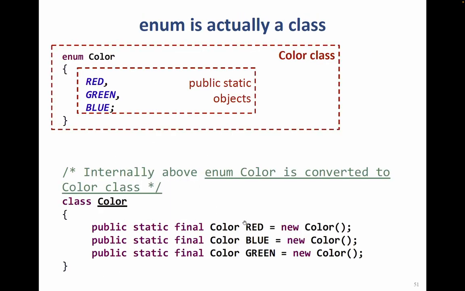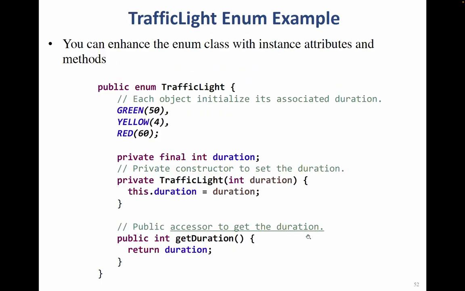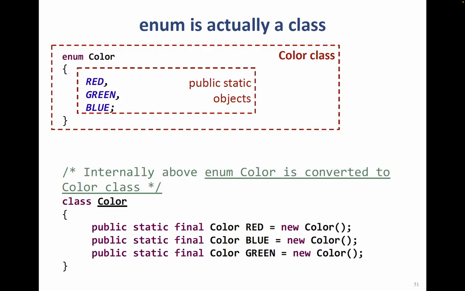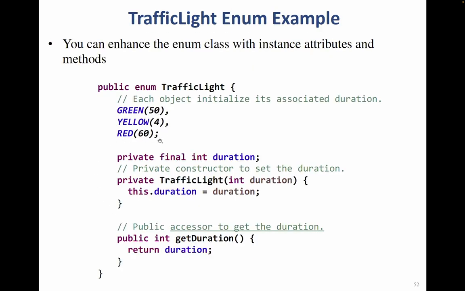Go back to here. I have this red, blue, and green. What I'm doing here is, when I define an attribute and say 50, it actually gives this 50 as a parameter to the constructor. That's why I implemented this constructor that takes a duration parameter. When Java converts this enum definition to a class definition, it needs a constructor that takes a parameter for the duration so that it will set its duration to 50 or 4 or 60.